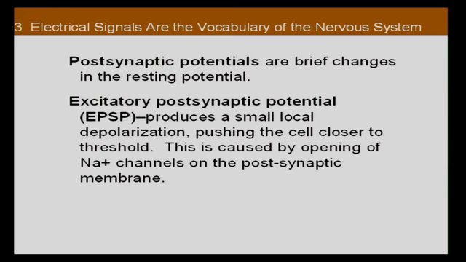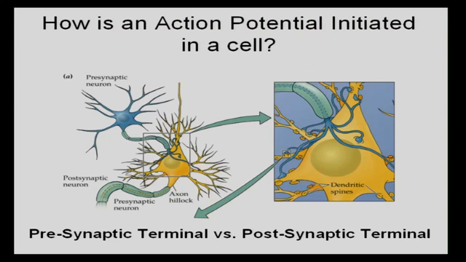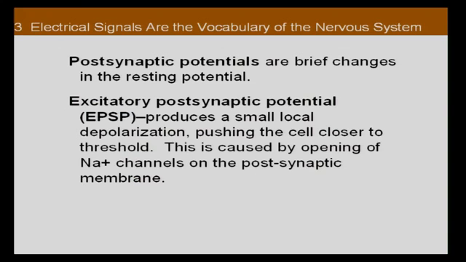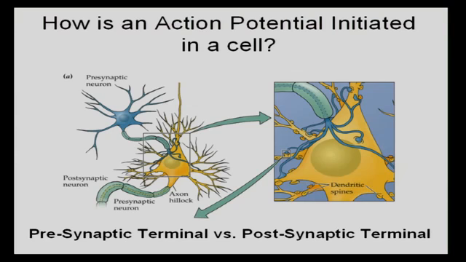Those electrical patterns of activity are being generated here in the cell body and the dendrites. Not yet. We haven't reached the axon hillock yet. They're being generated in the cell bodies and the dendrites. Those electrical changes are called postsynaptic potentials, and they're brief changes in the resting membrane potential. There are two flavors of postsynaptic potentials that you could have at the cell body and dendrite.